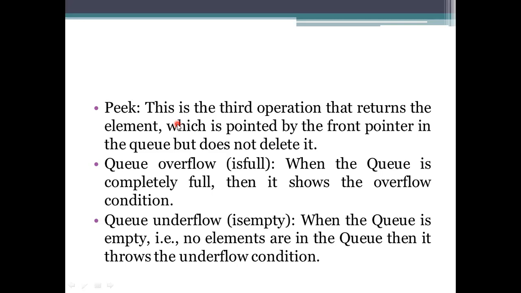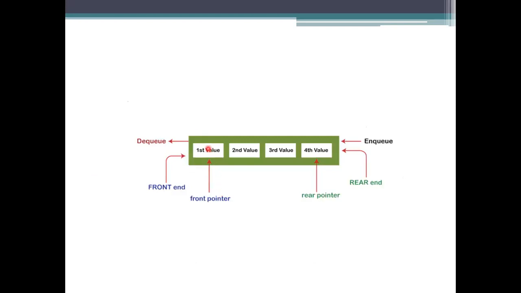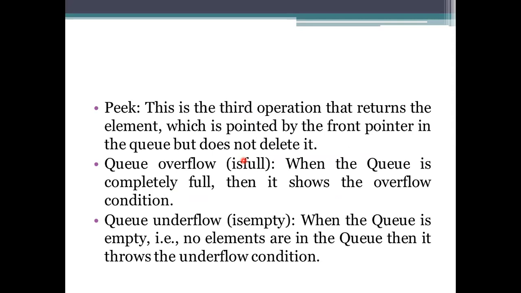It returns the element that the front pointer is pointing to. For example, here, the first value will be returned when we use the peek operation, because the front pointer is pointing to the first value. If the first value has been deleted, and the front pointer is pointing to the next value, that is the second value, then the peek method gives the second value as the value present at the front pointer. So it will return the element being pointed to by the front pointer.